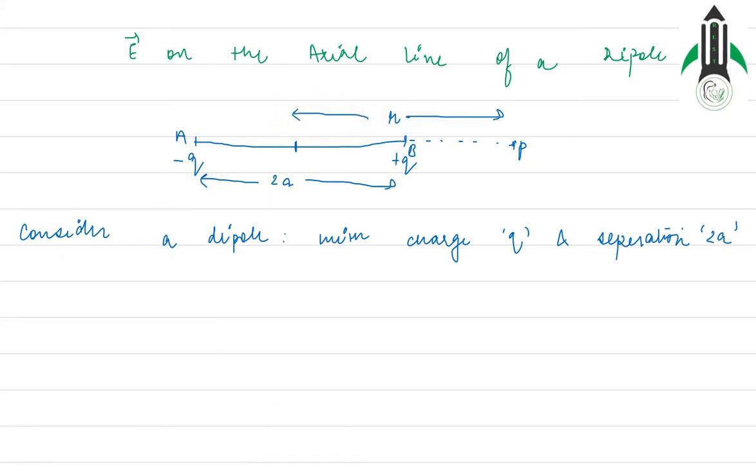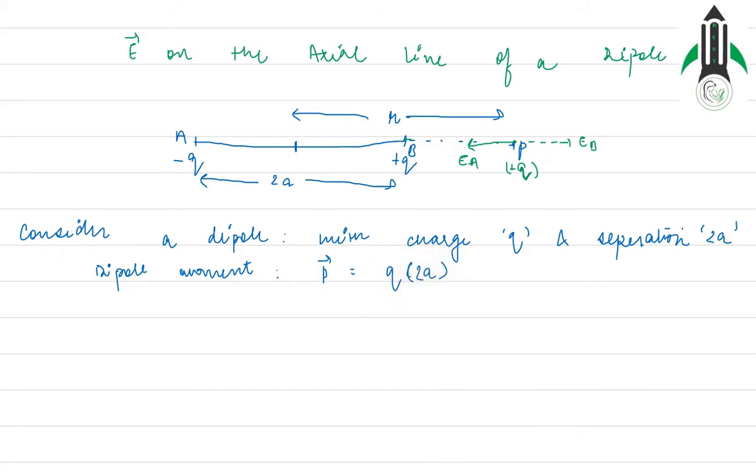Now the electric field due to the charge at B will be directed in this direction because we have assumed a very small positive charge at P. And due to A, it will be directed in this direction, that is EA. Also, the dipole moment of the dipole is p, which we know is equal to q into 2a.